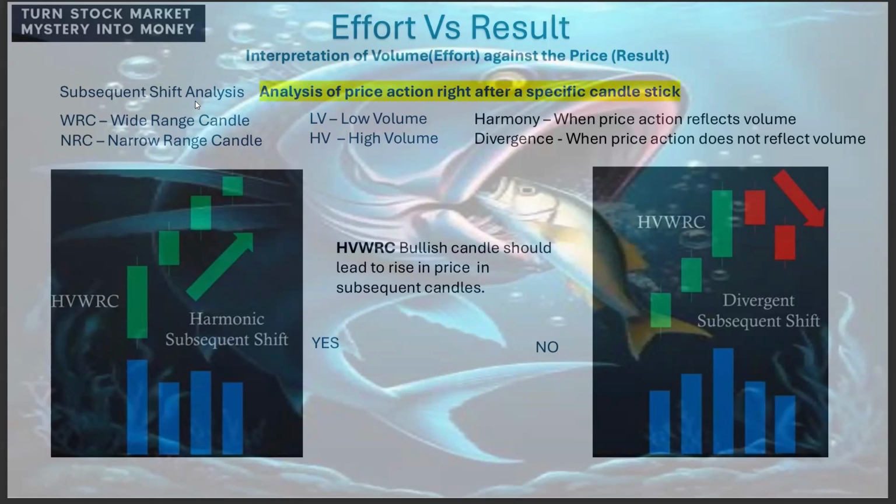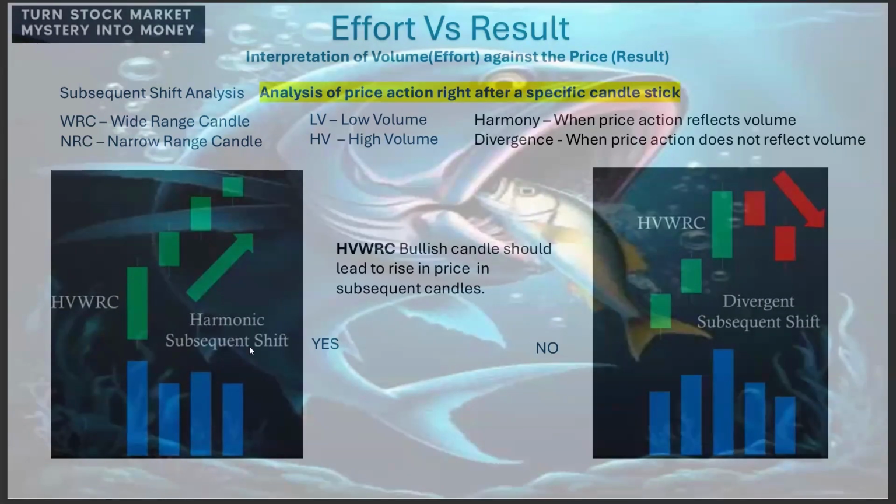Subsequent shift analysis. What we did in the last type was look at just one candle and its volume. But in this case, our analysis of price action is right after a specific candlestick. When you see a high volume and then a wide range candle, it is considered that the price will go up. What happens in the next consecutive days is a harmonic subsequent shift.